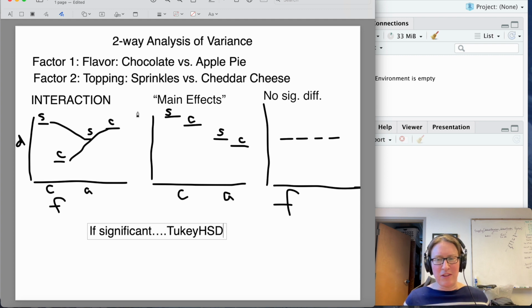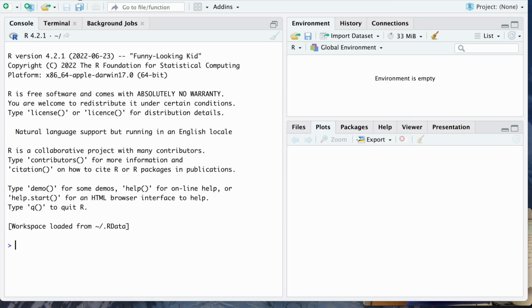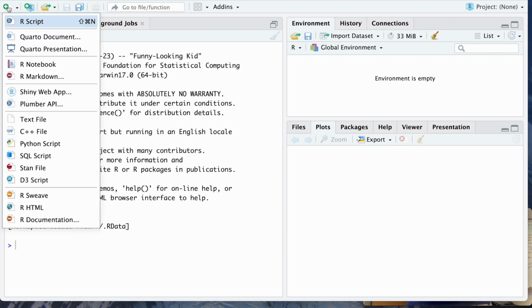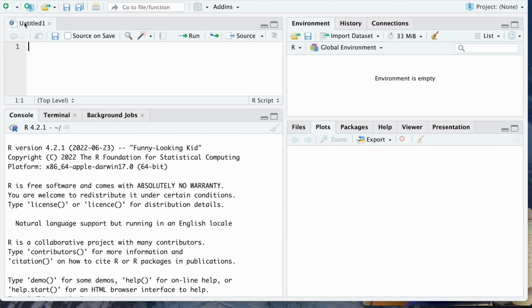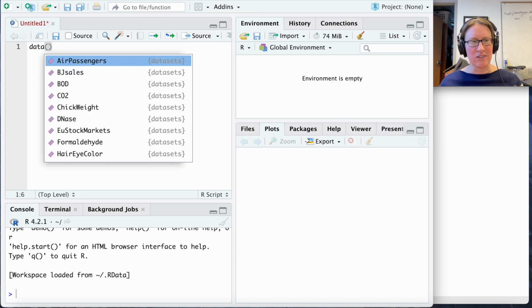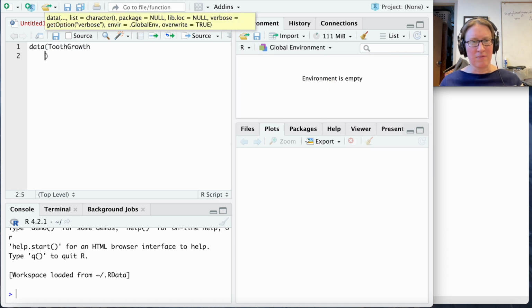All right, so it's one thing for me to sort of show you the theory. It's another thing to actually put this into practice in R. So now I'm going to switch windows to RStudio, and I'm going to walk you through a couple of examples, just using a couple of the data sets that are available within R. The first one that we're going to look at involves some studies of tooth growth in guinea pigs. So to access this, I'm going to just type in data ToothGrowth. Okay.